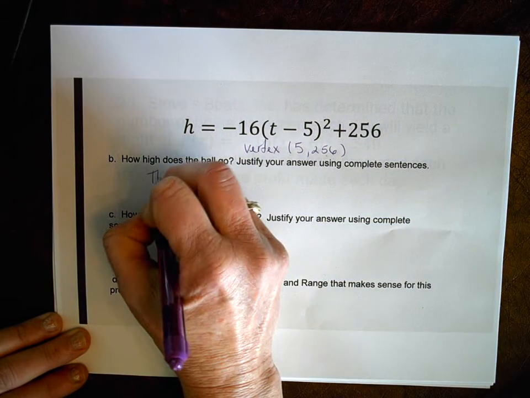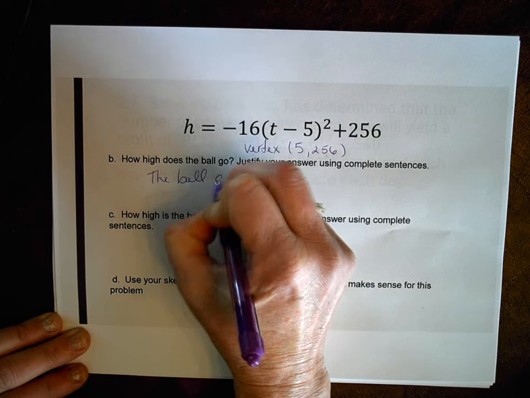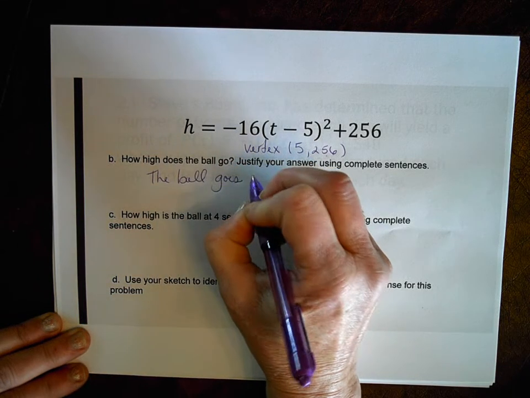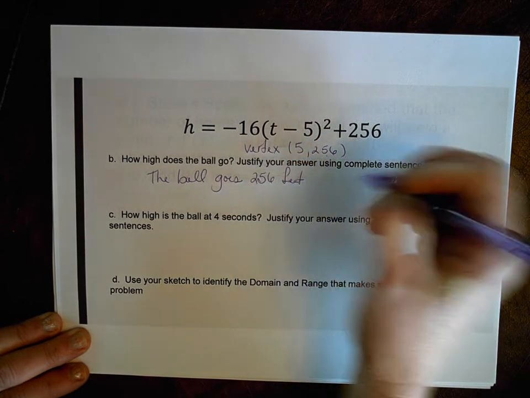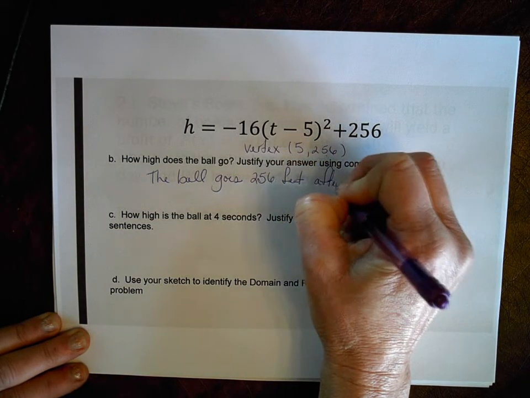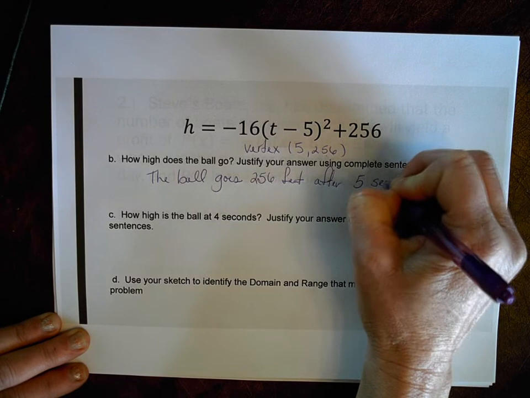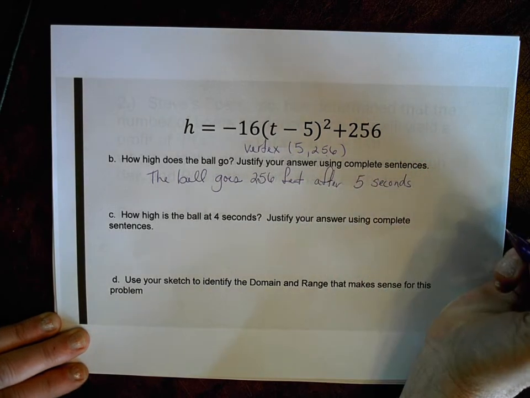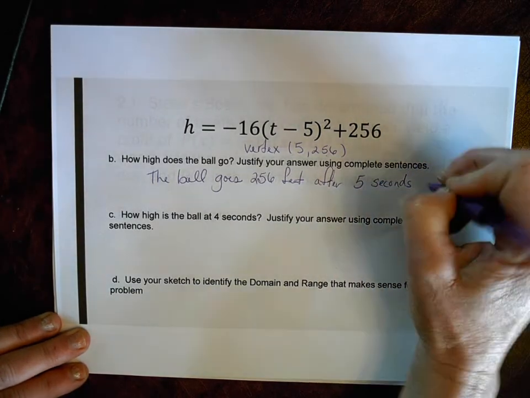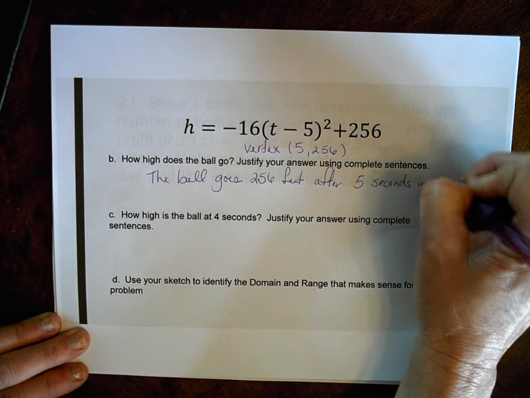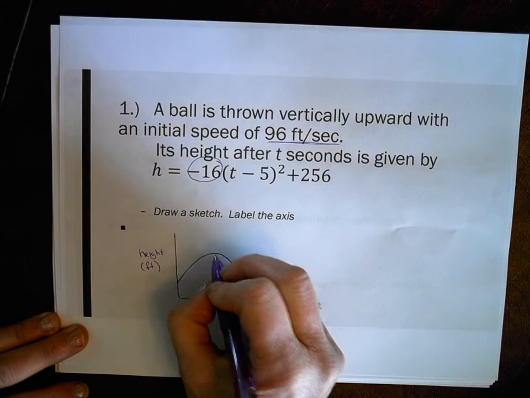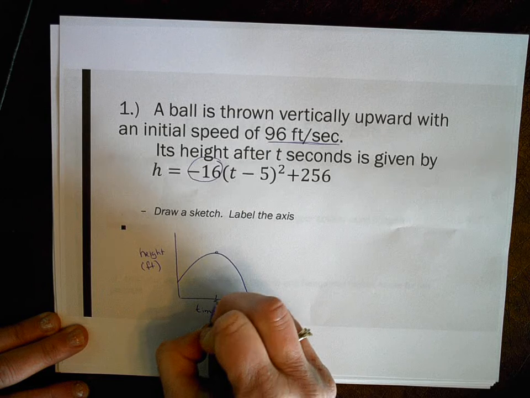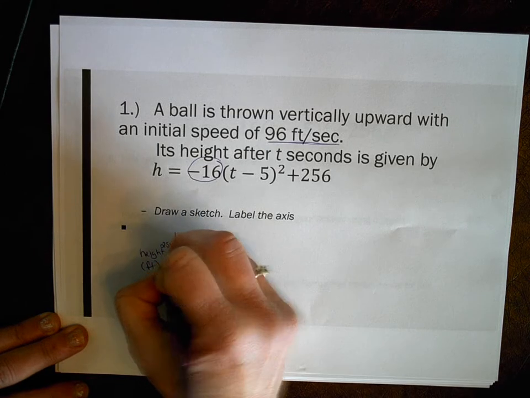So the ball goes 256 feet, and it would happen after 5 seconds in the air. That's a long time. That's a pretty high throw and for a long time. So I'm going to go back to the graph for a second. That means that this point right here would be 5, and this would be 256.